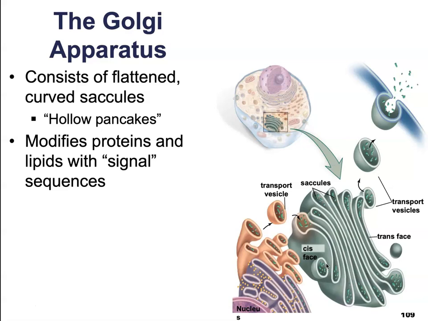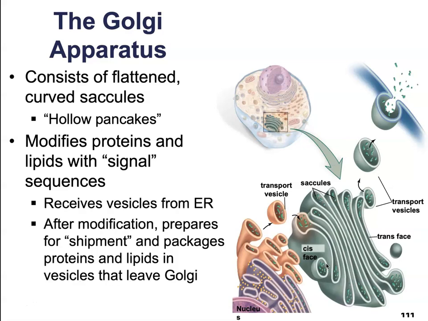We're going to modify the proteins and lipids with signal sequences. Those proteins and lipids, they're fully formed. That protein is the protein that it needs to be. All it needs is a shipping label. And that's what we're going to get from the Golgi apparatus. So it's going to receive the vesicles from the ER. It's going to modify those lipids and proteins, prepare them for shipment, and package those proteins and lipids that leave the Golgi into vesicles that are going to eventually leave the Golgi. So those transport vesicles get picked up here, they get processed and passed over here, then passed to here, then passed to here, then passed to here. And once they finally reach the end, they're going to be put into transport vesicles, fully modified and ready to go.